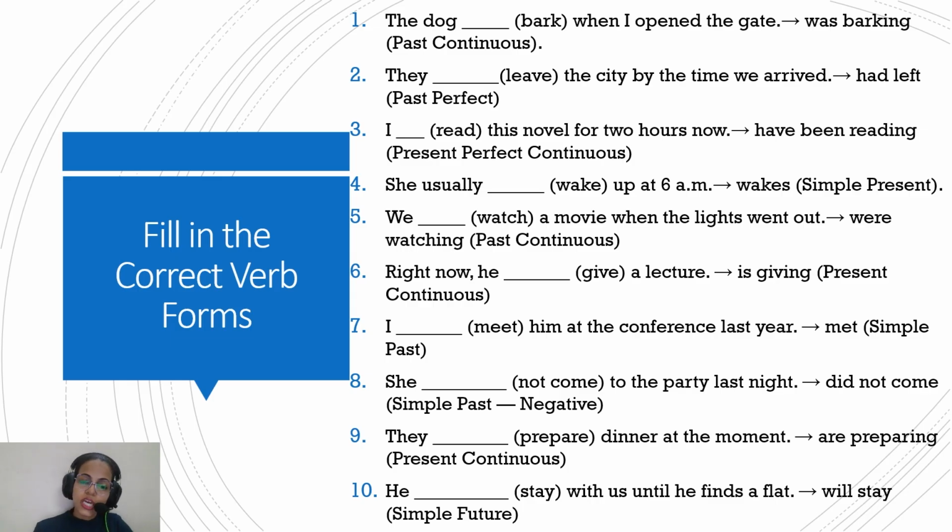So present continuous. "I dash meet him at the conference last year." So again, "I met him." Simple past. "She dash not come to the party last night." "She did not come to the party last night." Simple past. "They dash prepare dinner at the moment." "They are preparing dinner at the moment." Present continuous. "He dash stay with us until he finds a flat." "He will stay with us until he finds a flat." So if you understand the table, you will be able to answer all these questions very easily.